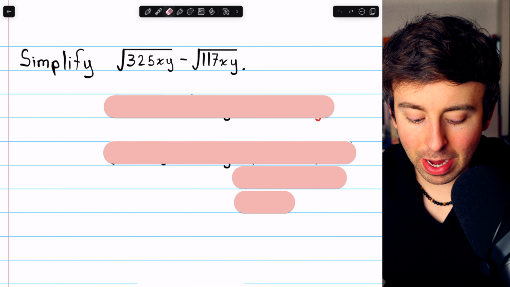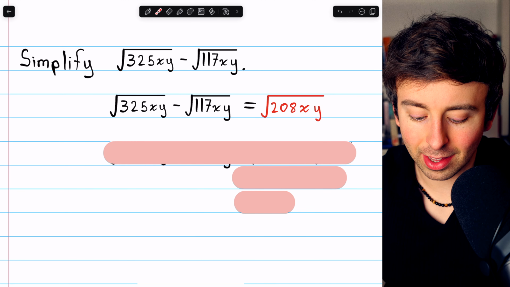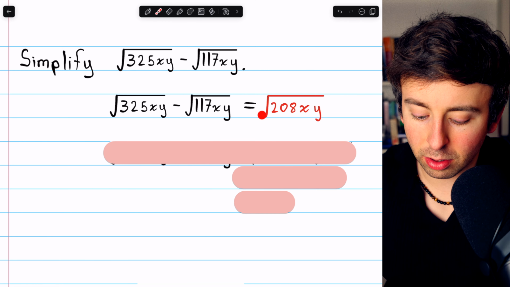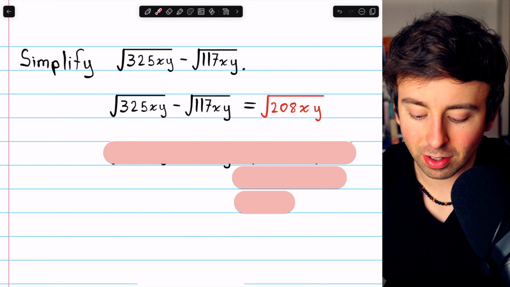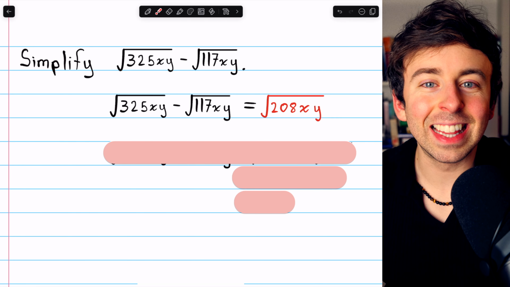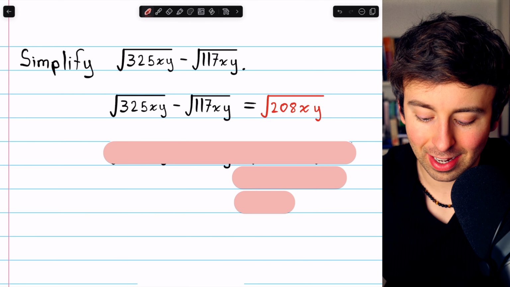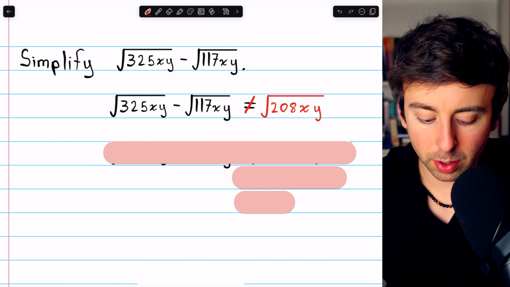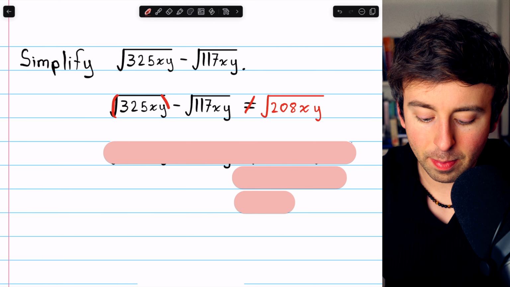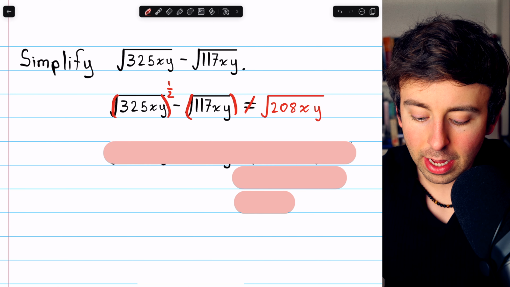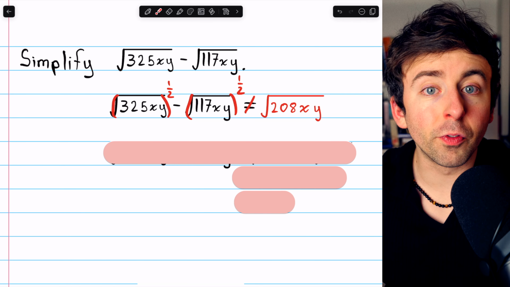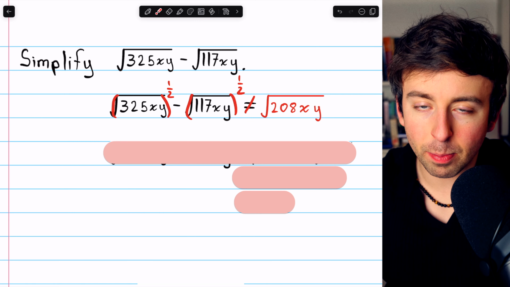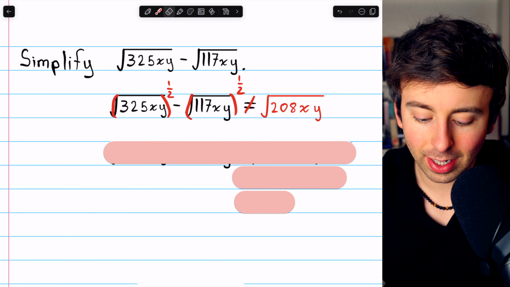But be careful, make sure you don't make this mistake of saying that this difference is just equal to the square root of 208xy, because 325 minus 117 is 208. That's not how it works. This is not true. You should remember that the square root of something is the same as an exponent of 1/2. So these square roots are really exponents, and exponents come before subtraction. You can't just skip over exponents and go right to subtraction, and that's why you cannot simplify in this way.